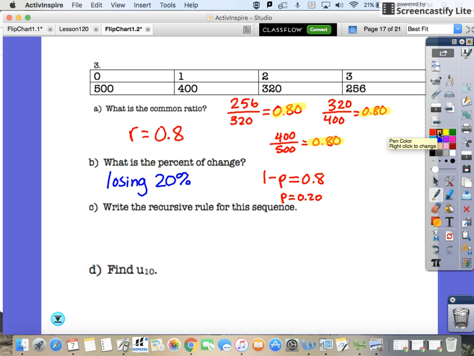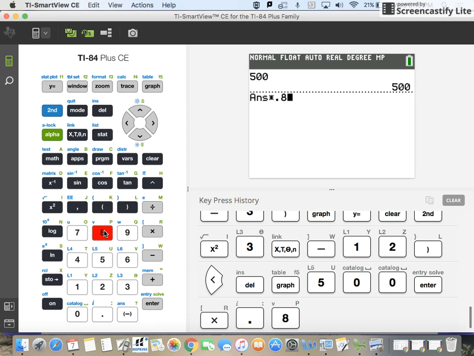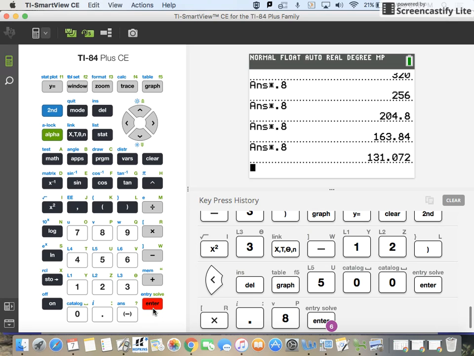Then part C says write the recursive rule. Since we started at 0 up here, we're going to go u sub 0, u sub n equals u sub n minus 1. U sub 0 will be 500 because that's our start value, and then times 0.80 because that is our common ratio. Then to find u sub 10, we go to our calculator, type 500, enter, times 0.8. This is 1, 2, 3, 4, 5, 6, 7, 8, 9, 10. We get 53.69.